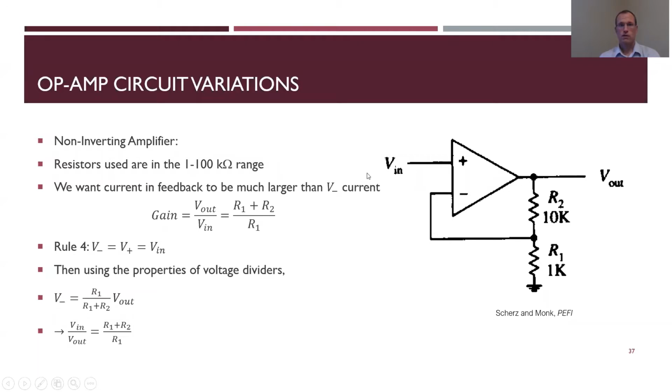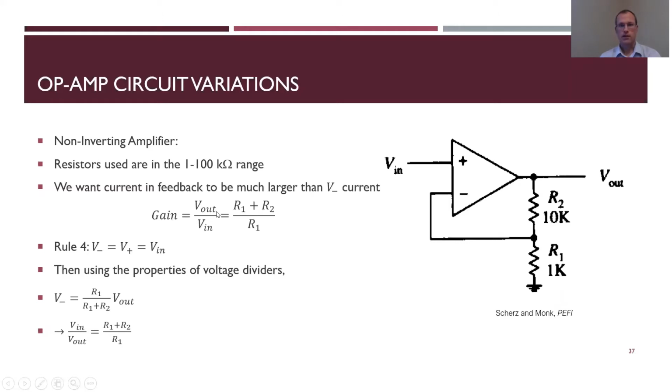A non-inverting amplifier. In this case, I have V in coming into the positive terminal, so that's going to give me a non-inverting amplifier. I still have negative feedback, so I still have a feedback loop coming from V out into the negative terminal. Generally here, resistors used are in the 1 to 100 kilo ohm range. And then I have it grounded up here, so kind of a voltage divider circuit on that side. Generally, in this case, you want the current in the feedback to be much larger than the V minus current.